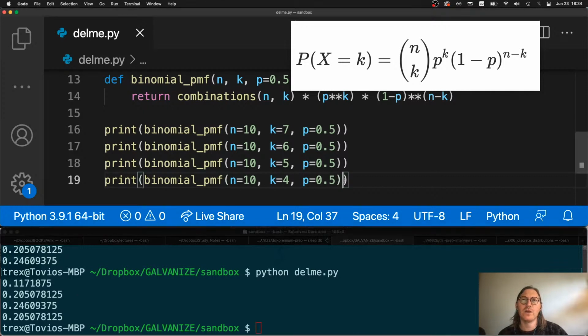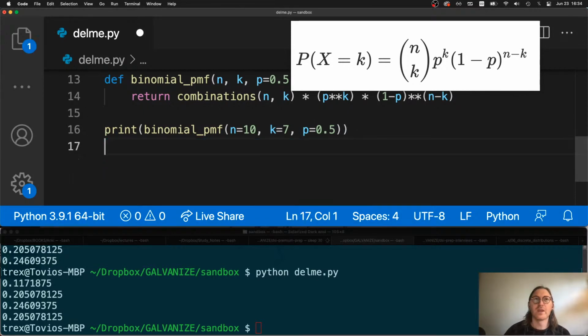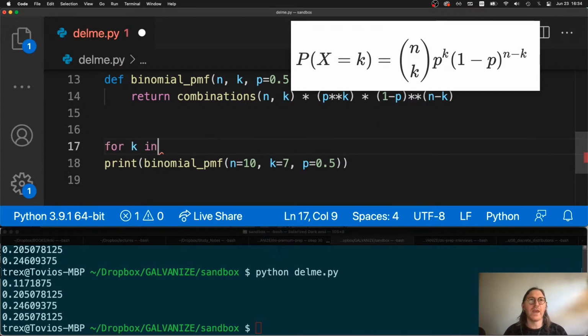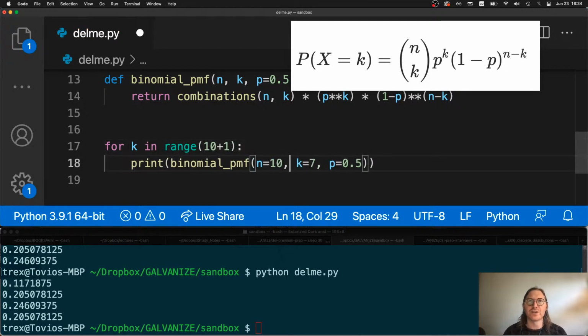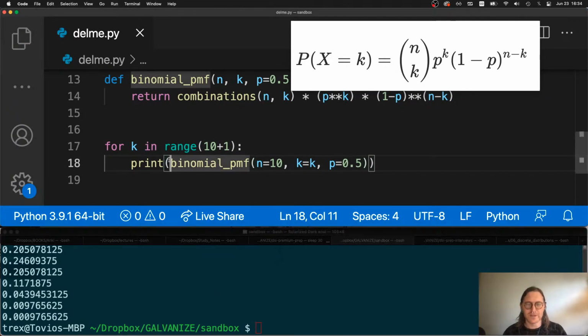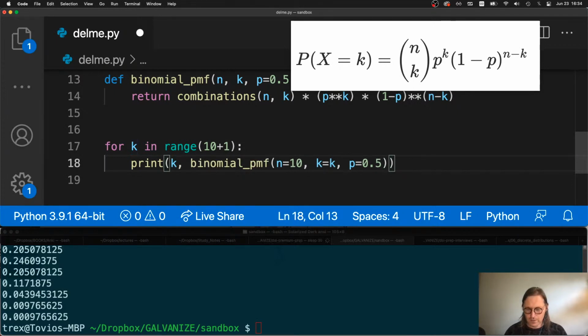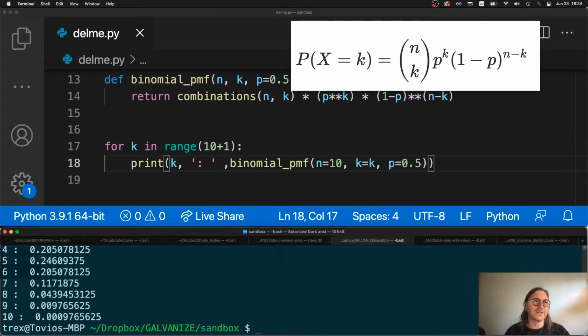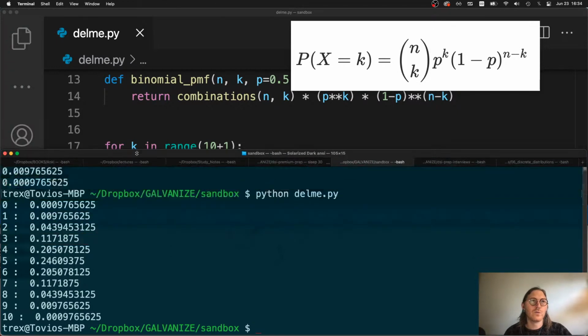If we were to map this whole thing out, we could. In fact, why don't I do that? I'll say for k in range, and we'll go from 0 to 10. We'll include 10 because it's of length 10. And we can just print this k as k. So let's see what that is. And oh, you know what? Let's do this. Let's do k, and I'm going to do this a little bit sloppily instead of doing an F string, but I think it'll be fine. And now we'll get a representation of the binomial distribution for 10 flips of a fair coin.